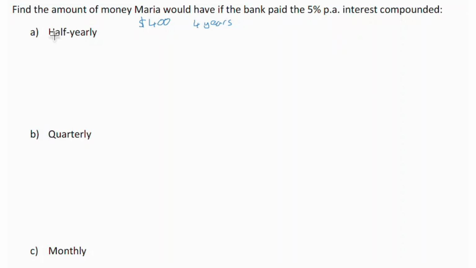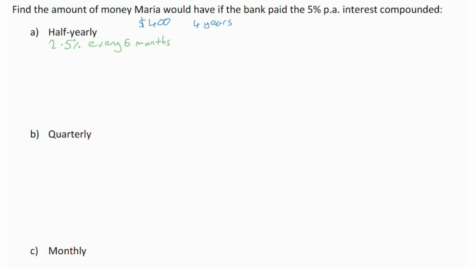But if this is compounded half yearly, what that means is that she's going to get 2.5% every 6 months. That's what it means when we say that the interest is compounded half yearly. It means that after 6 months, she'll earn 2.5% interest on her investment, and then after the next 6 months, she'll earn 2.5% on her investment and the interest that's in there, and continues like this.